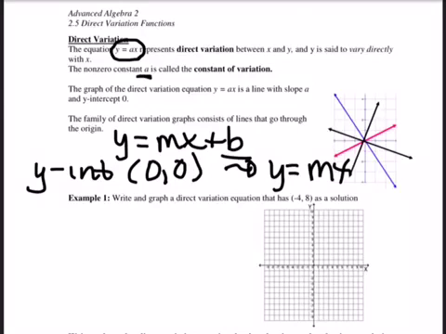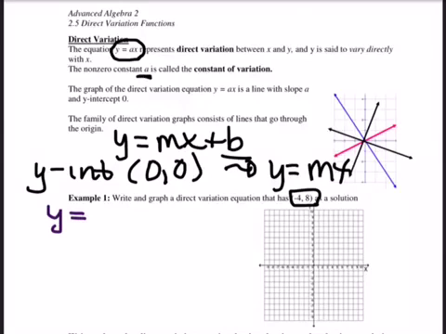So we're going to look at a couple different ways. If I know a specific point, what would the graph look like? What does the equation look like? Or if I gave you an equation, how do I know if it's direct variation or not? So let's start with knowing that the point -4, comma 8 is on the graph, and we do in fact have direct variation.